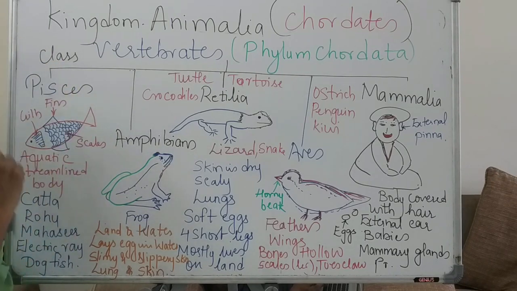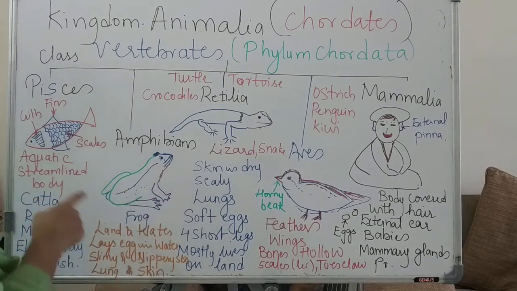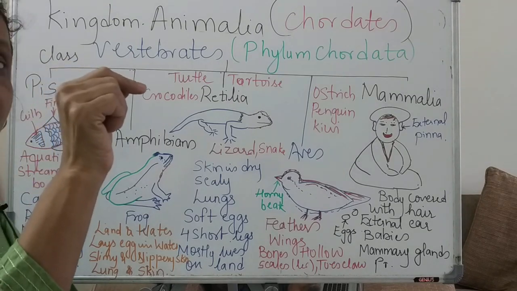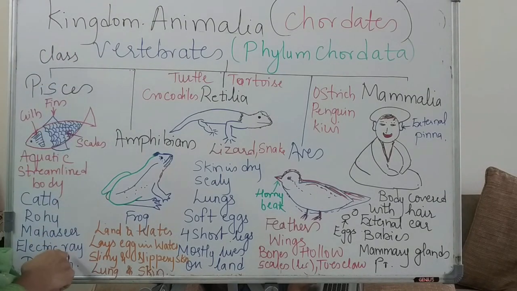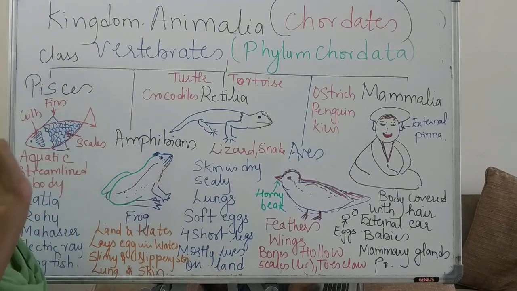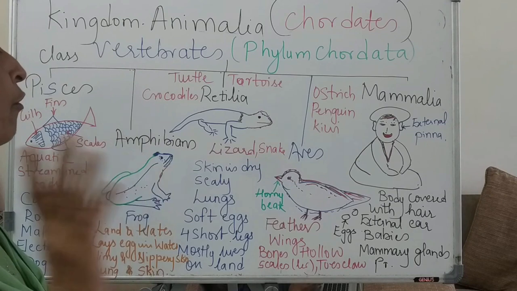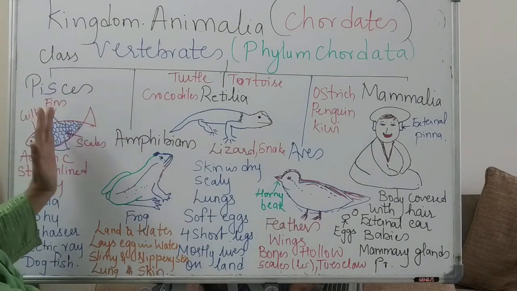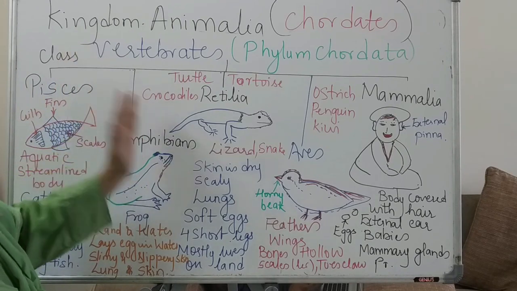And the examples are Katla, Rohu, they are freshwater, Mahasheer is the cold water fish, electric ray is the marine fish. If you touch the electric ray, you get a shock. Dogfish are all sharks. Sharks are dogfish.